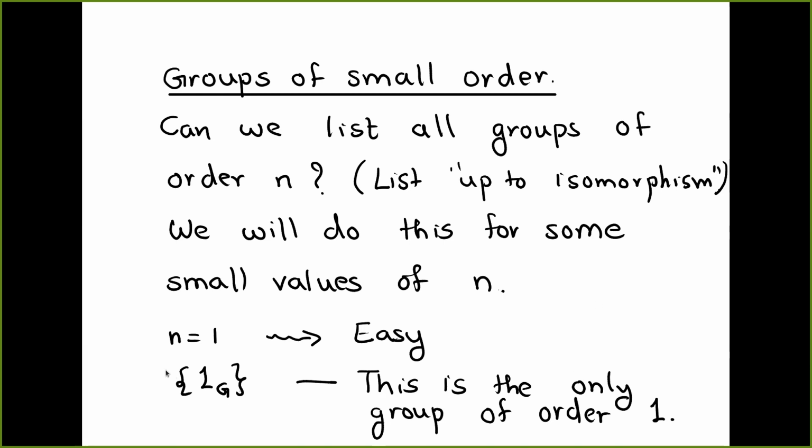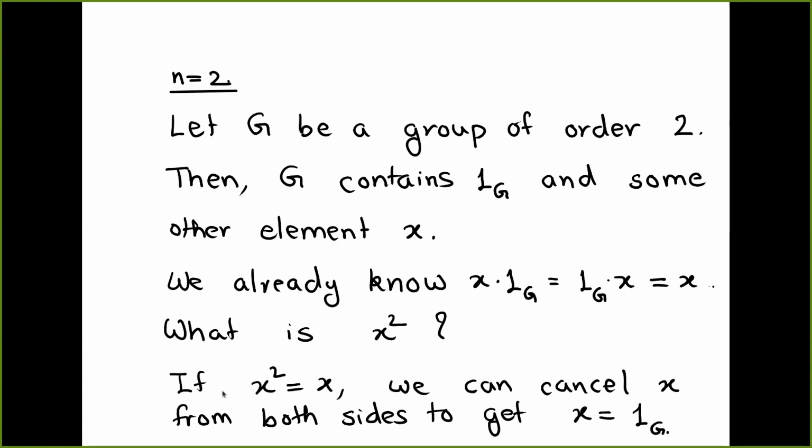So when I'm talking about n equal to 1, groups of size 1, there is only one group essentially. Up to isomorphism, there is only one group. So there is just the identity element. 1 times 1 is 1. This is the group, right? Nothing more to it. N equal to 2 is very easy also.